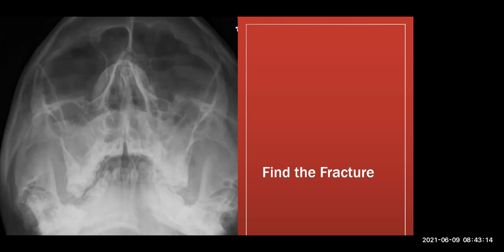Okay, so now let's follow line 2 properly. Let's follow each segment of it. So let's come across here. We skip across there, come around there. What do you notice? Can you see the bottom of that orbit? What's going on? What's going on there? Can you see that? Is that a fracture line? It is. Let's go across here.